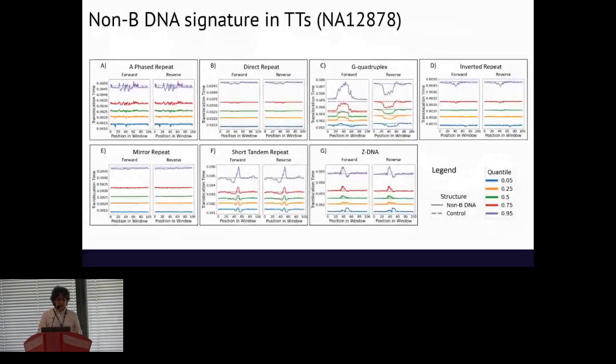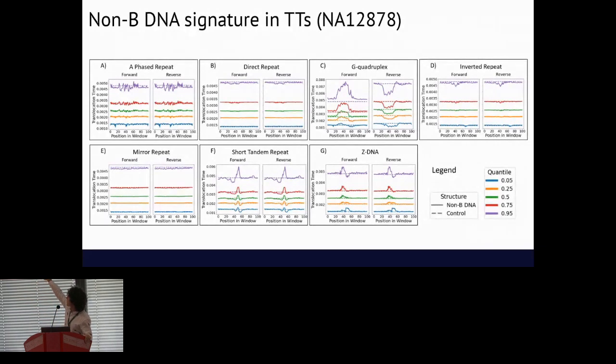So first of all, did we find a signal in translocation times? Well, spoiler, I probably wouldn't be up here if we did not. So we did. It isn't for all non-Bs. Some non-Bs have a stronger signal. In particular, short tandem repeats and G quadruplexes have the strongest signal that seems to be preserved across quantiles.